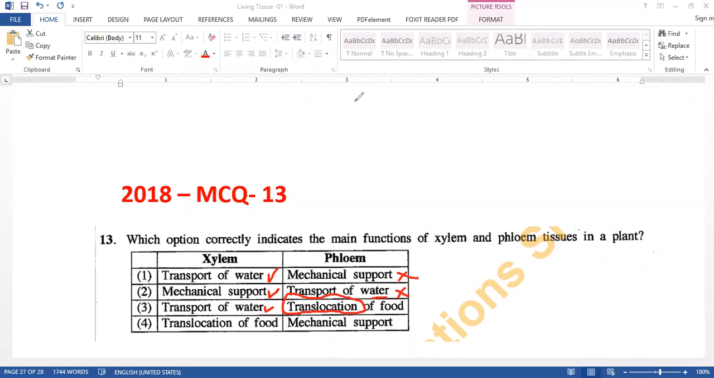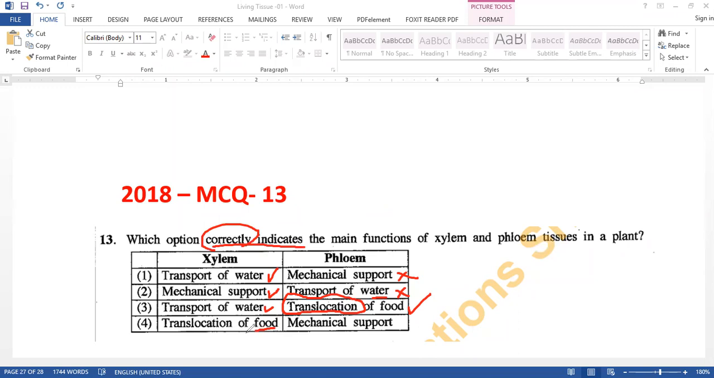So the points you have to consider, you must consider those points and the terms. The terms are very important for you all, right? And the fourth one, translocation of food. So the translocation of food in phloem, it is correct. So the question asks which option is correctly indicated. So the correct answer is asked.